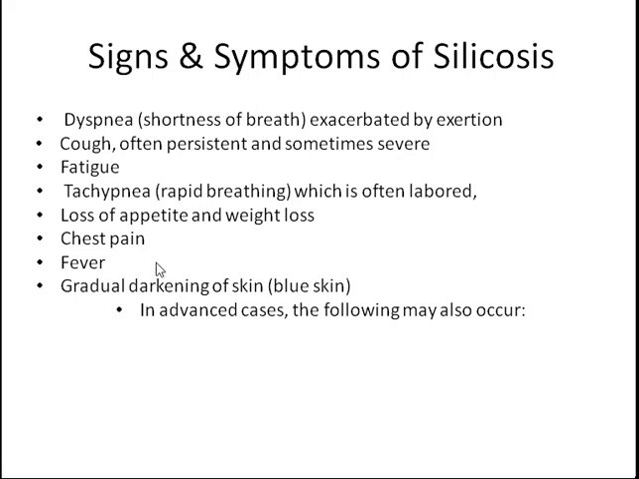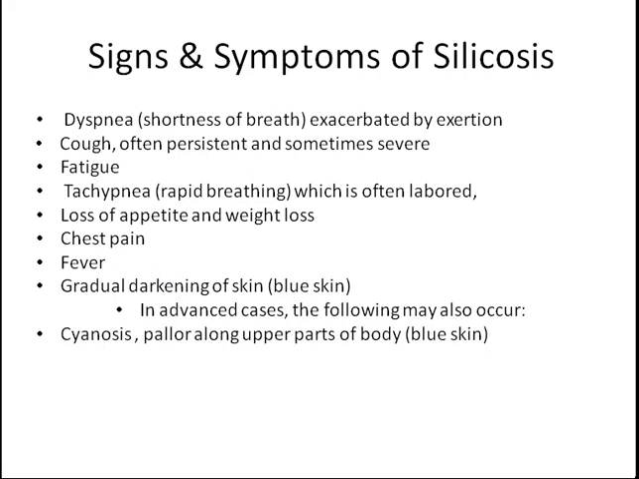Now, all these signs and symptoms are for those people who are not yet in the advanced stage of the disease of silicosis. In the advanced stage, what do you find? Let us have a look one by one. Cyanosis and pallor along upper parts of the body. So your skin becomes blue and your skin becomes pale on the upper parts of the body also.